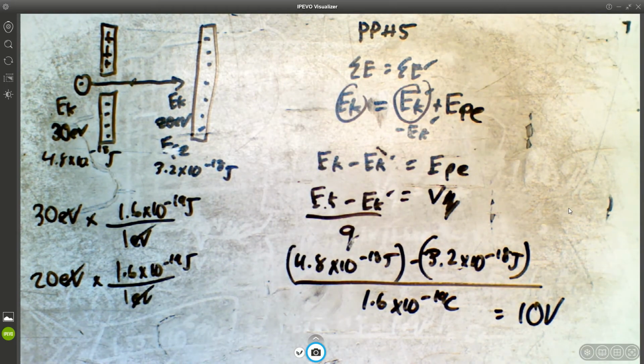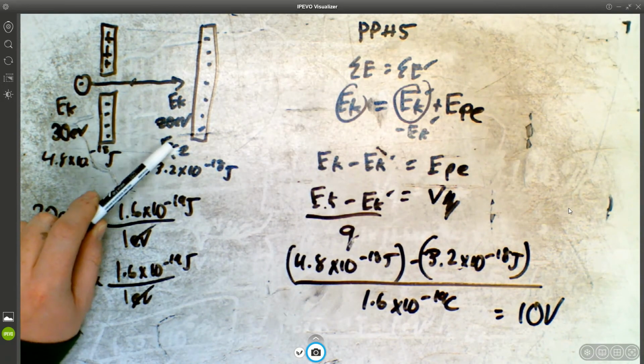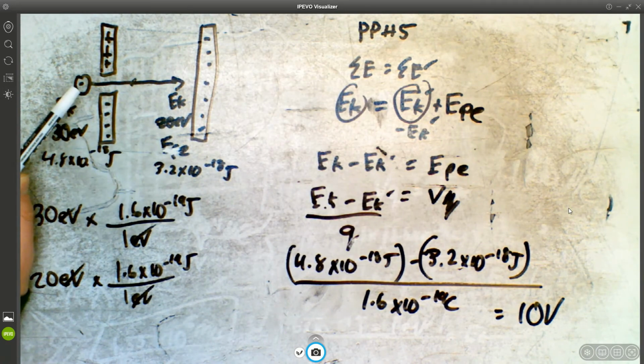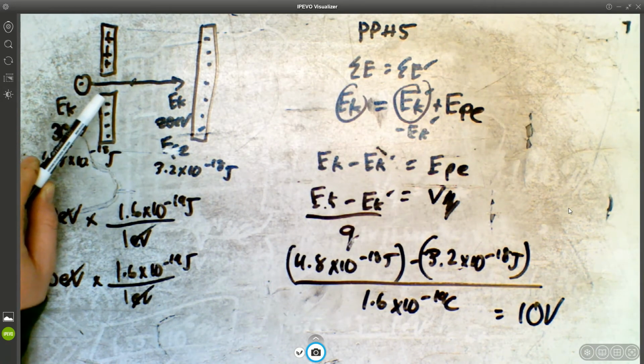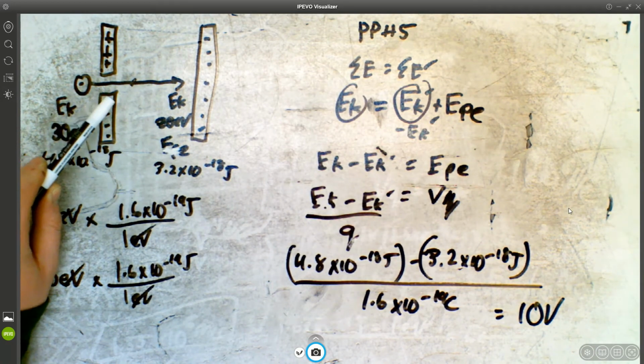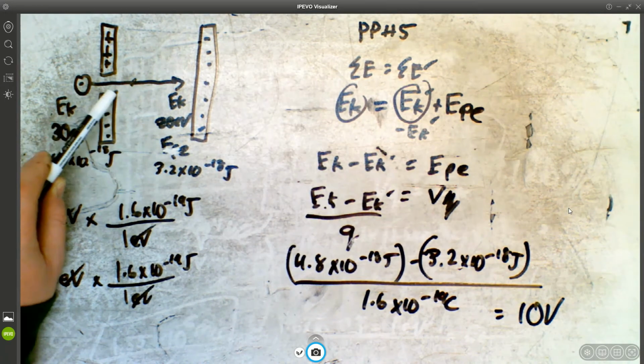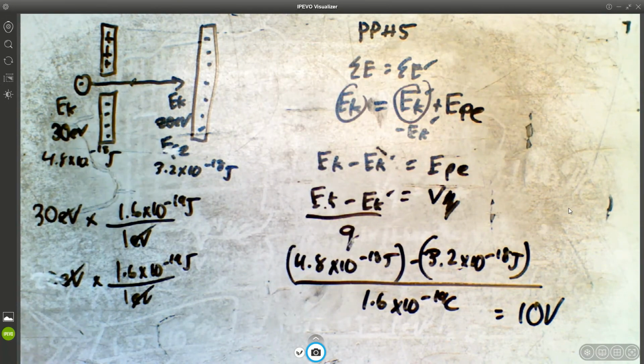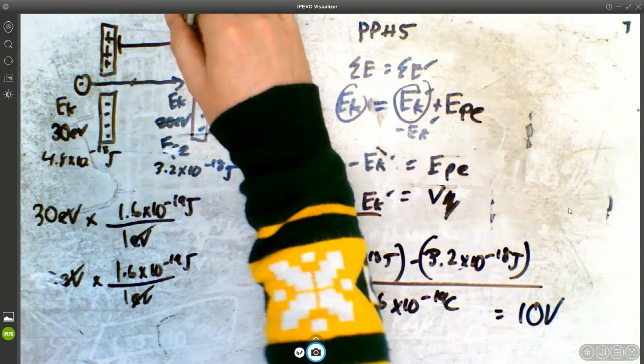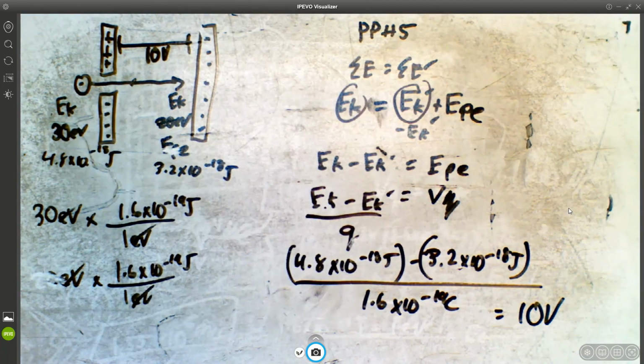But there's a much easier way to do that, right? We had 30 electron volts here. We have 20 electron volts here. An electron's going to gain 1 electron volt of kinetic energy for every 1 volt to go through. So it's kind of going the opposite way here, so it loses 1 for every 1 volt to go through. So it makes sense that between these two plates is 10 volts, right?